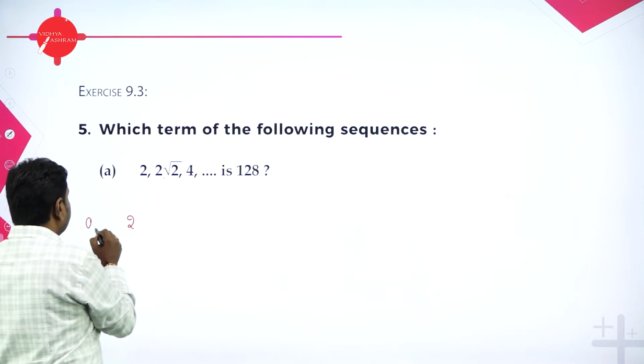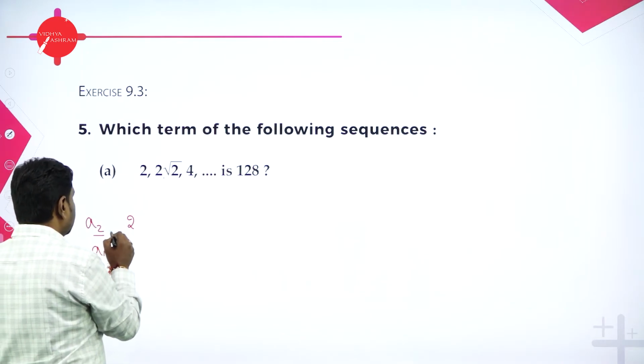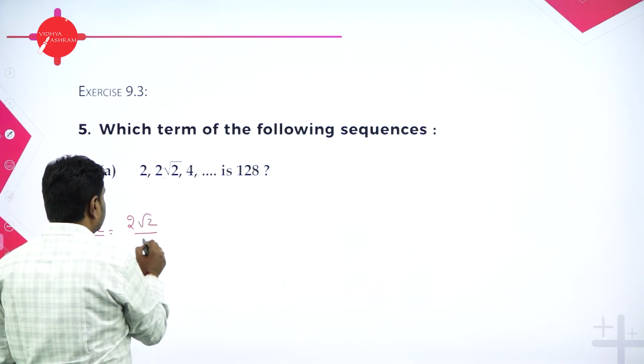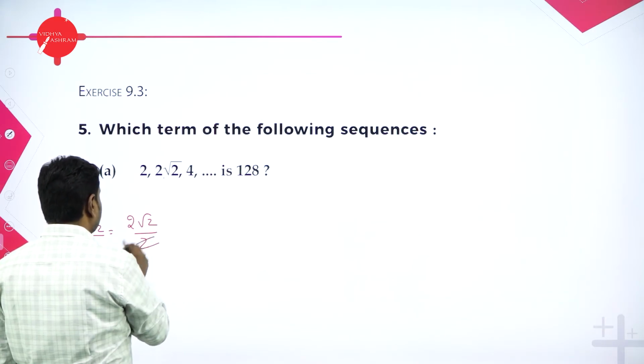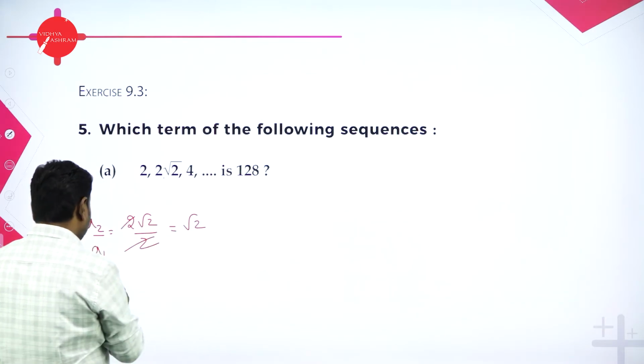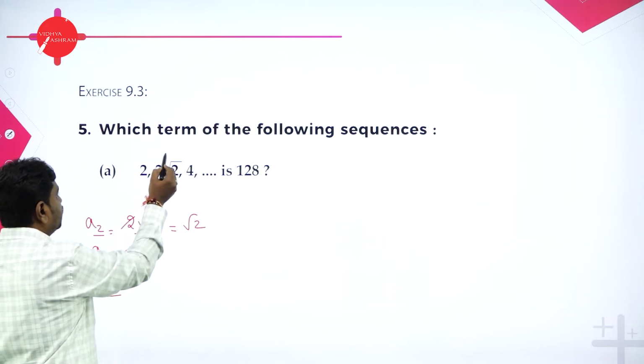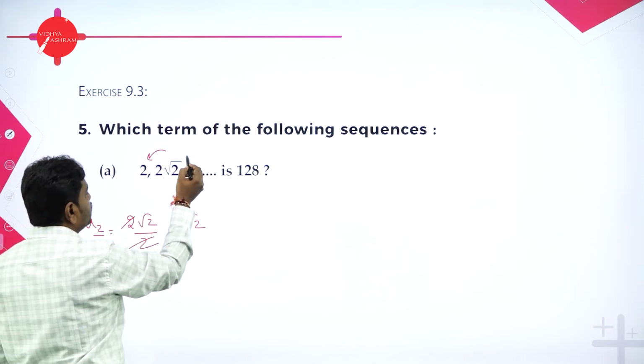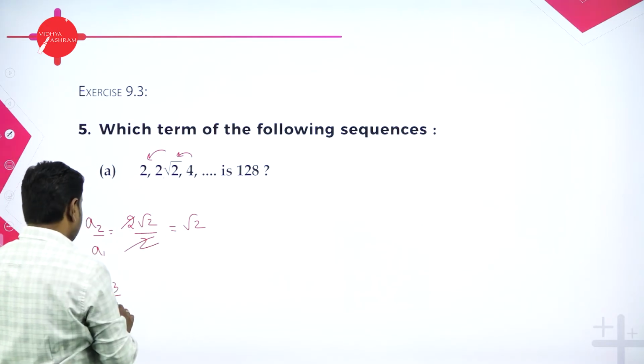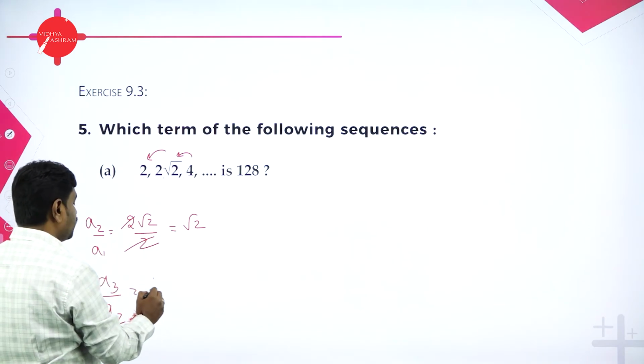So A2 by A1 you do. A2 by A1 is 2 root 2 by 2, the 2 cancels, and it will give root 2. Now you try A3 by A2. This by this as well as this by this should give you the same. So A3 by A2 means 4 by 2 root 2.